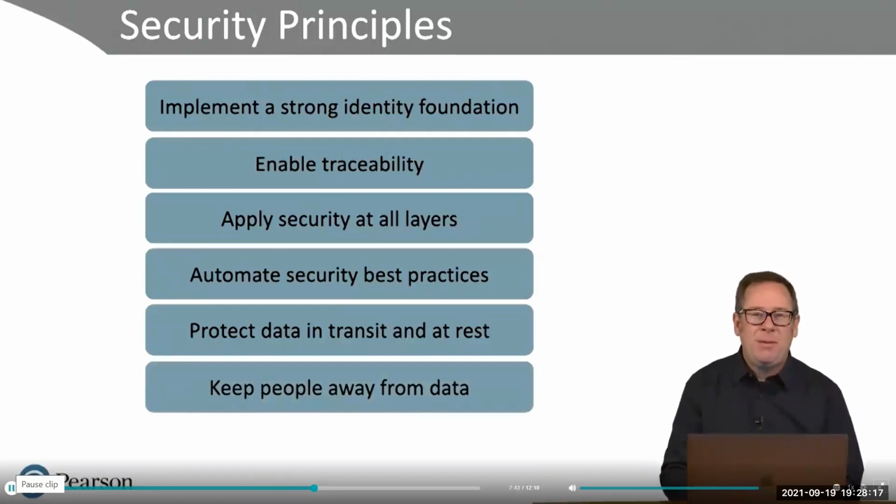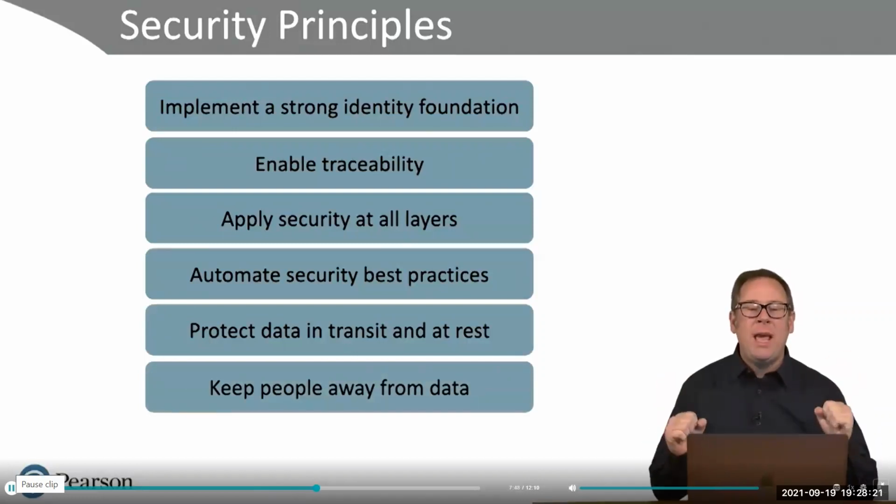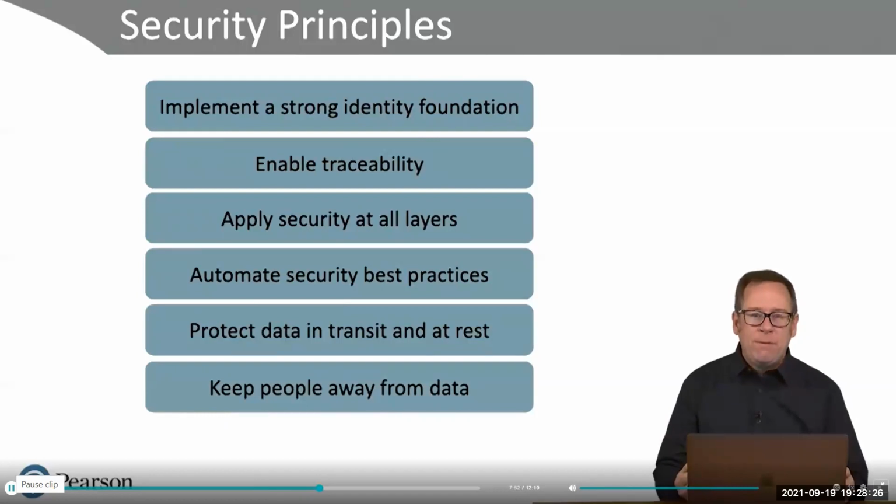Next, keep people away from data. I love that AWS mentions this directly as a principle within this particular pillar. The farther your end users are from the data, the easier it will be for you to protect it, and the less risk there will be from an accidental exposure.